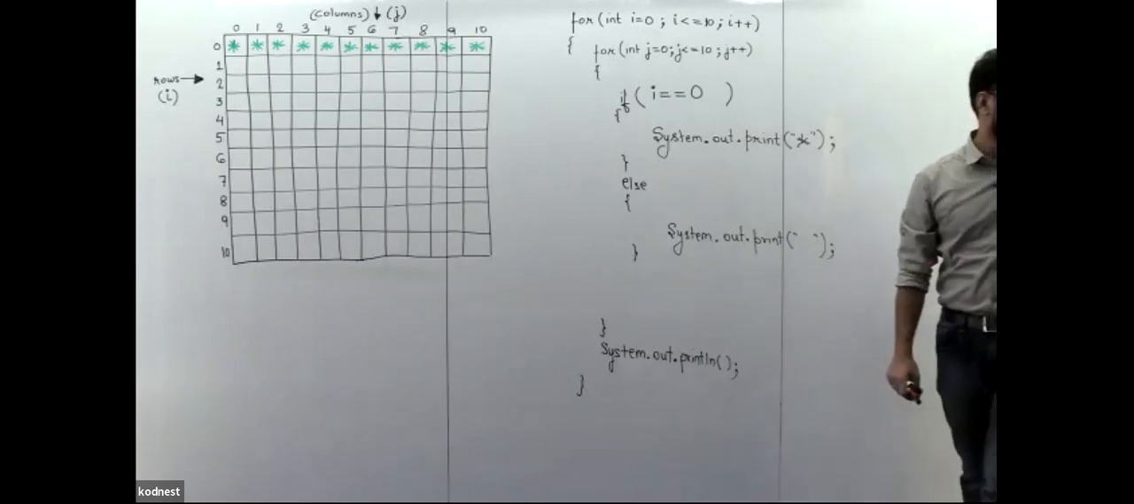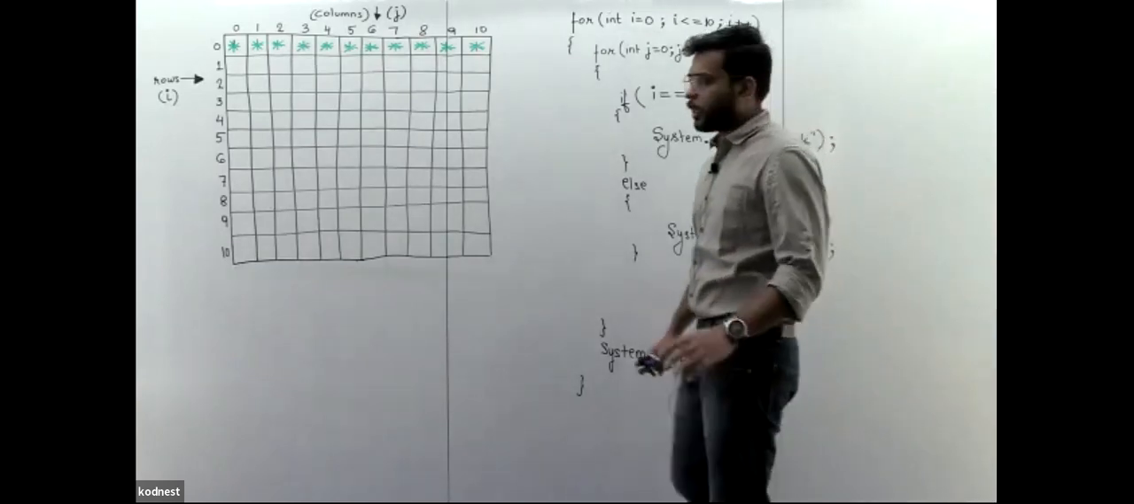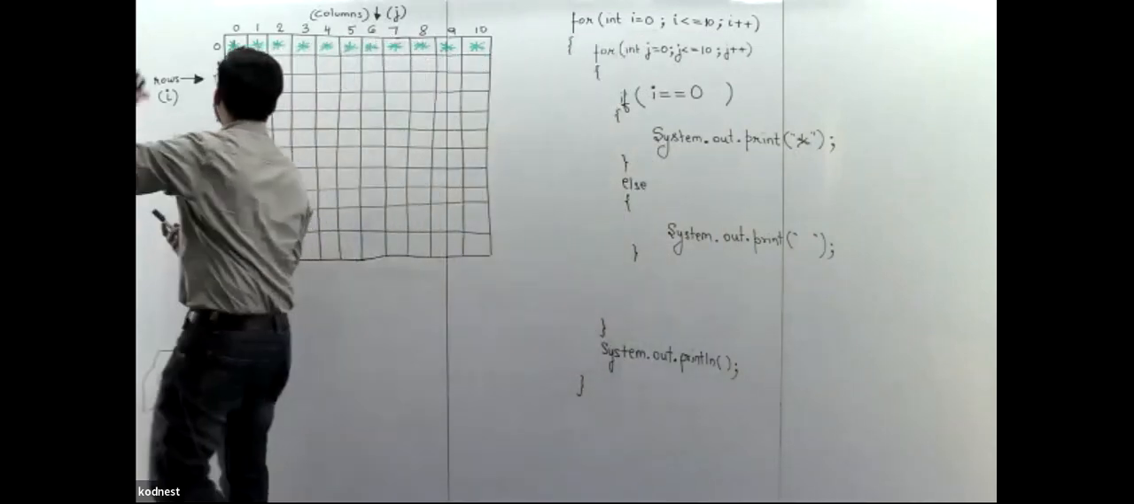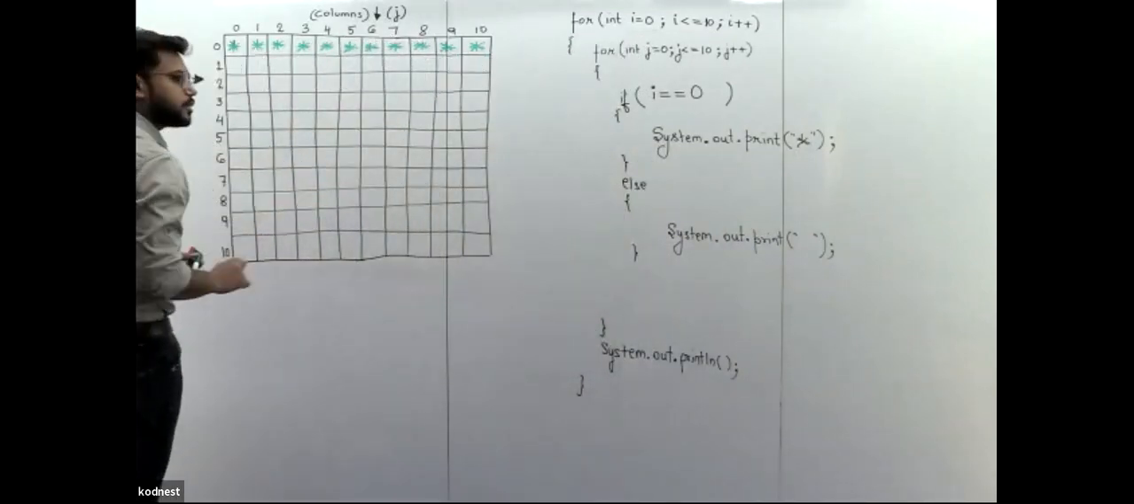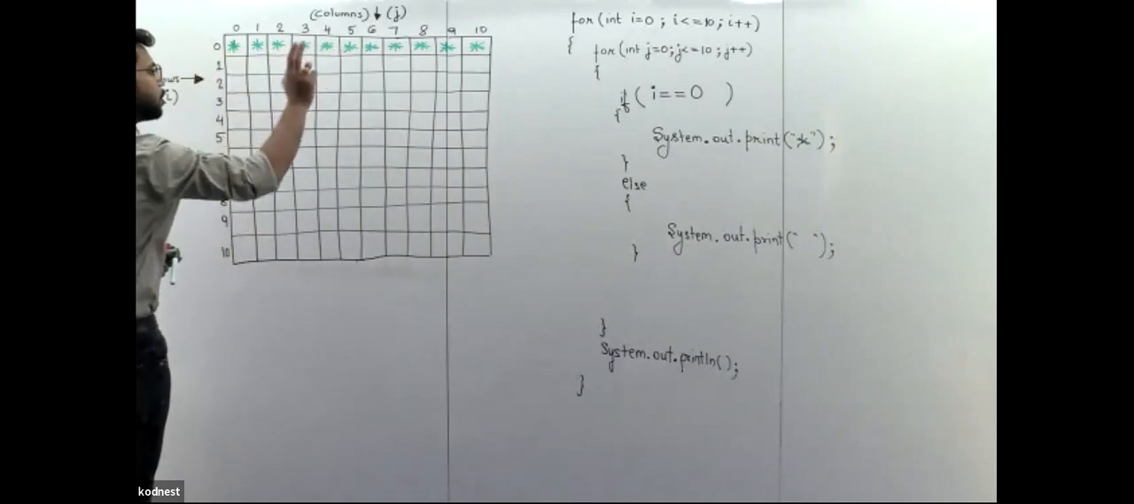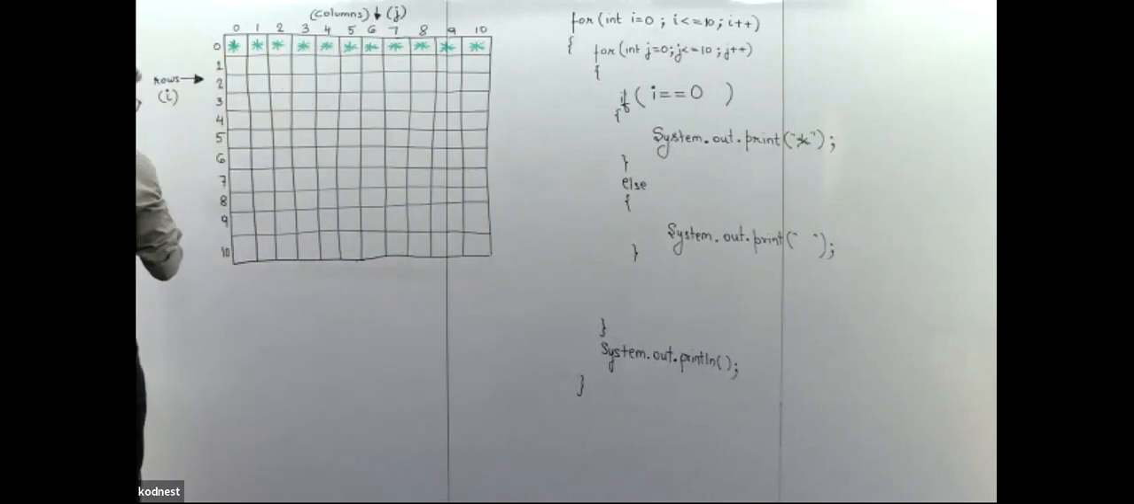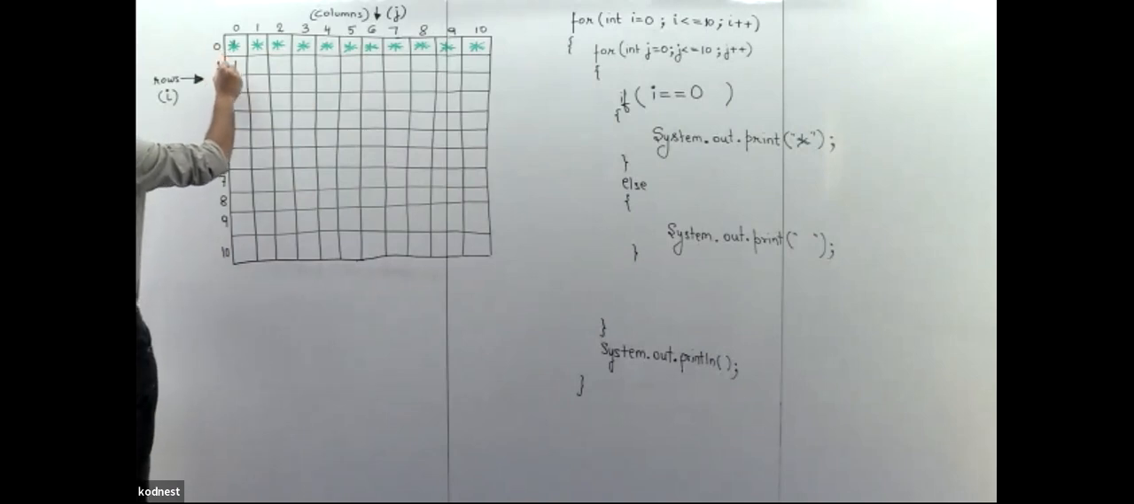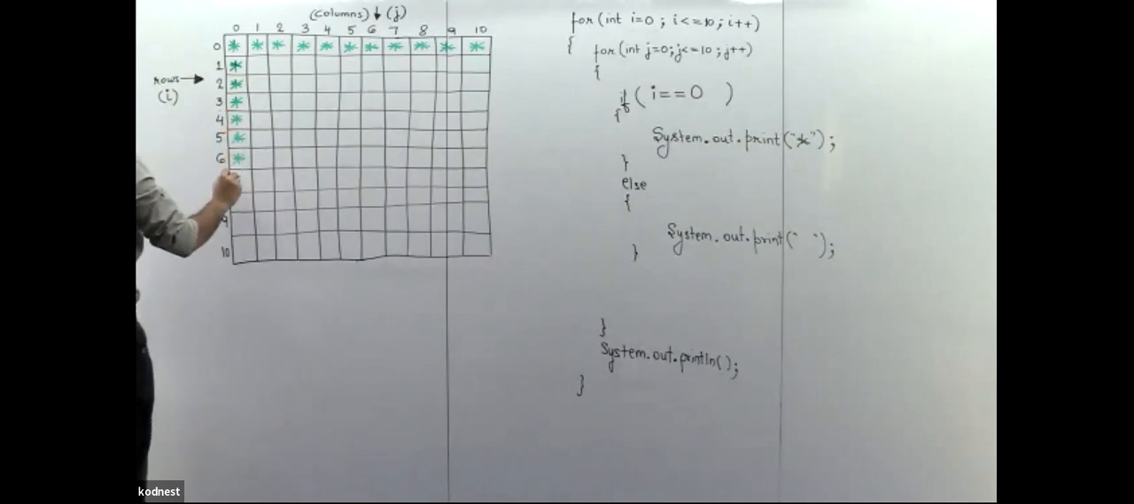Okay, sir. Next what? Next, I also want to print the stars in the 0th column like this. For the entire 0th column, I want to print the stars like this. Okay. How are we going to read this now?